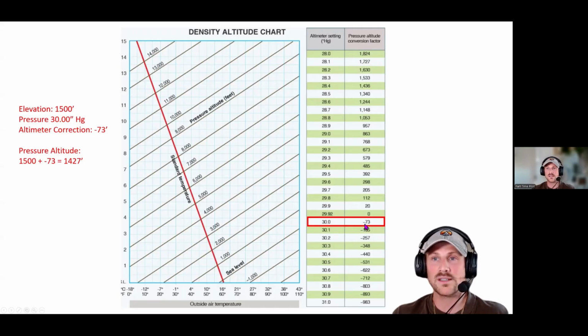And then we add this minus 73, whatever this pressure altitude correction factor is, because sometimes it's positive. So we add minus 73 to our elevation to get our pressure altitude. Here we've got elevation 1500, pressure of 30. That gives us an altimeter correction of minus 73. We add that to our elevation. Adding a negative number is the same thing as subtracting it, so you get 1500 minus 73 is 1427.